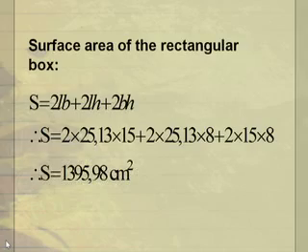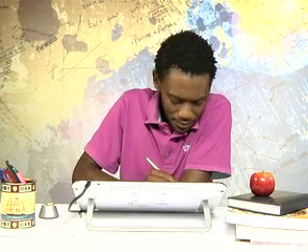Second question says, surface area of the rectangular box. Okay, take your formula, substitute all your variables into the equation, and punch that into your calculator. Pretty simple. 1395.98 centimeter squared is your answer.